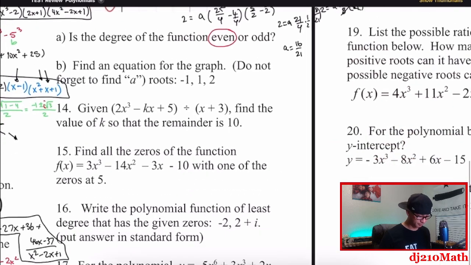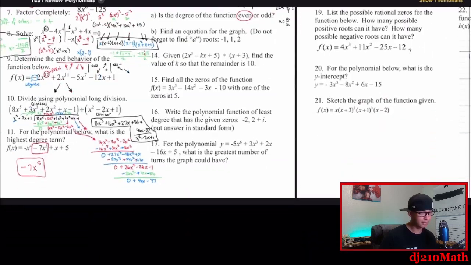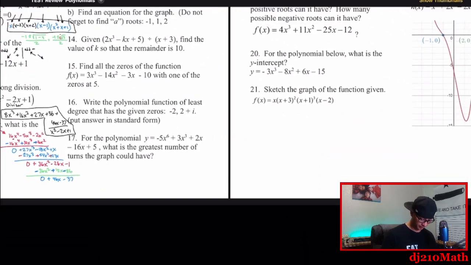All right, 14. Given this, 2x cubed minus kx plus 5 divided by x plus 3, find the value of k so that the remainder is 10. Okay, easy money. Check it out. I'm going to do synthetic division. Notice there's an x squared missing. So I'm going to say 2 plus 0 minus k plus 5. Positive 5.